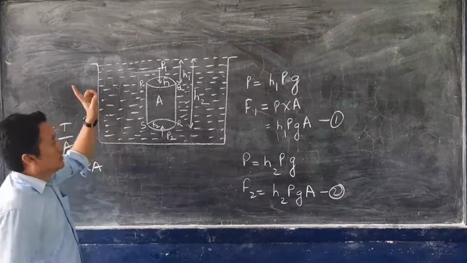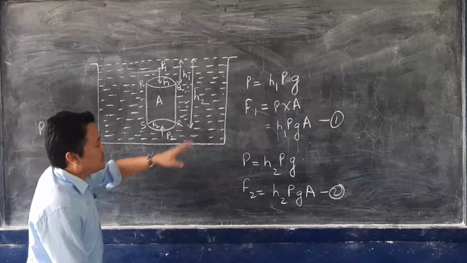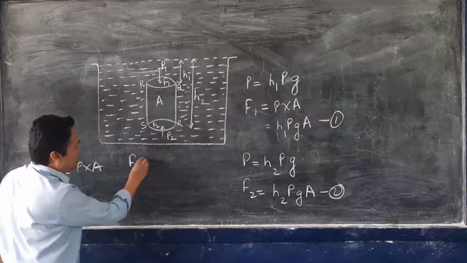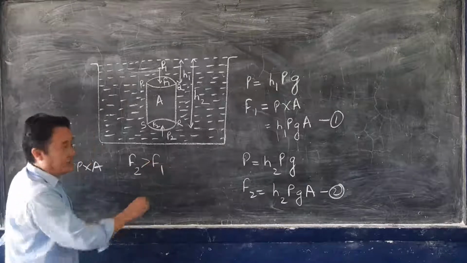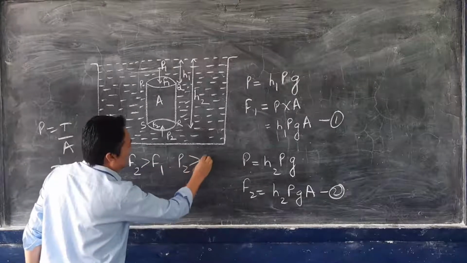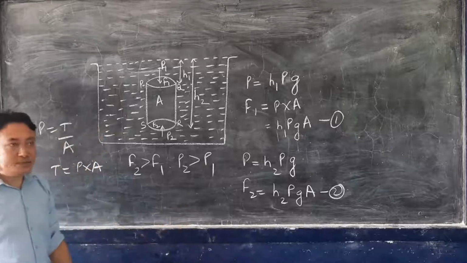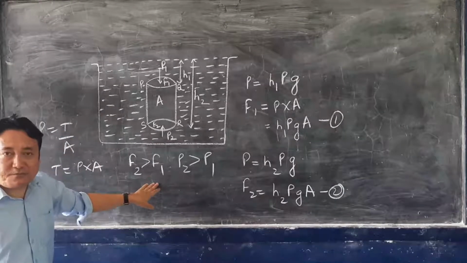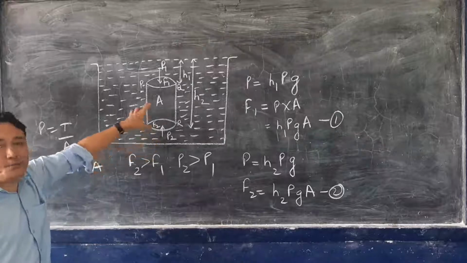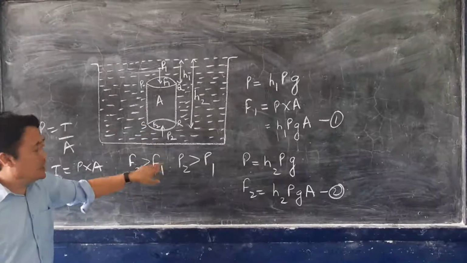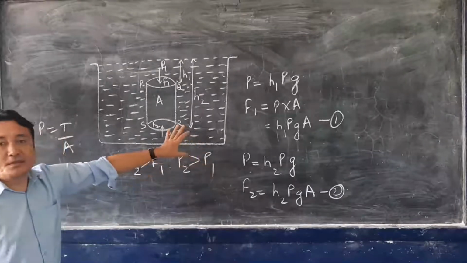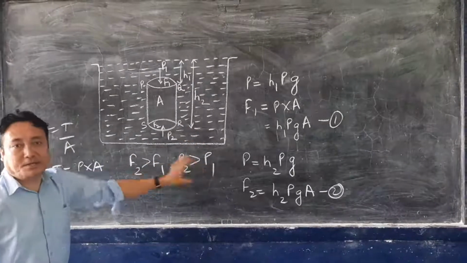Now we know from this point of view that F2 is greater than F1. Then again, P2 is greater than P1. So from this equation, what did we find? F2 is greater than F1, so the upward force is more than the downward force. Then again, the upward pressure is also more than the downward pressure.